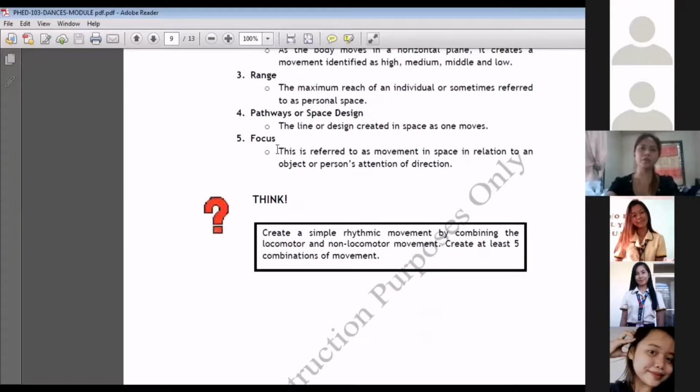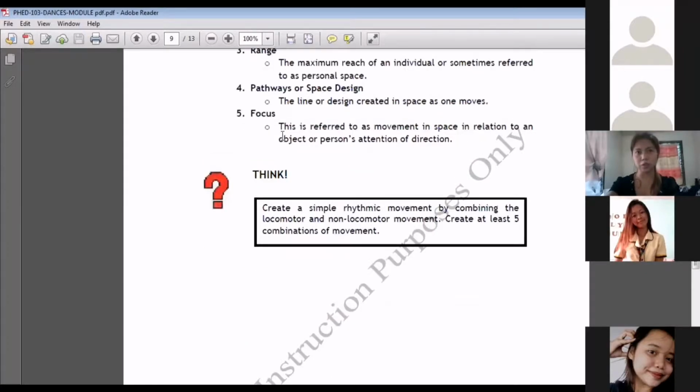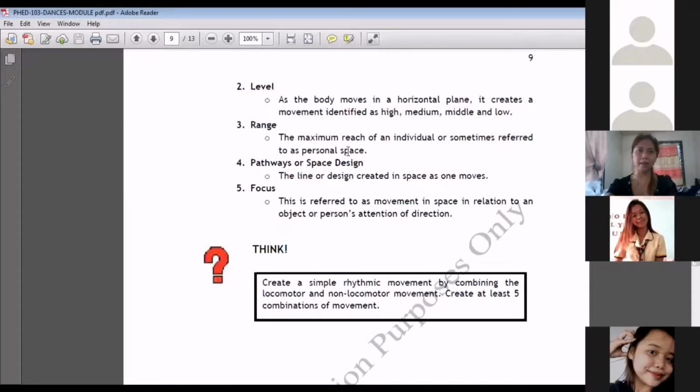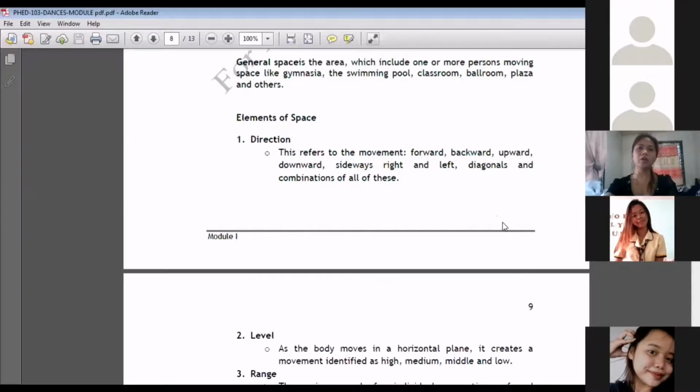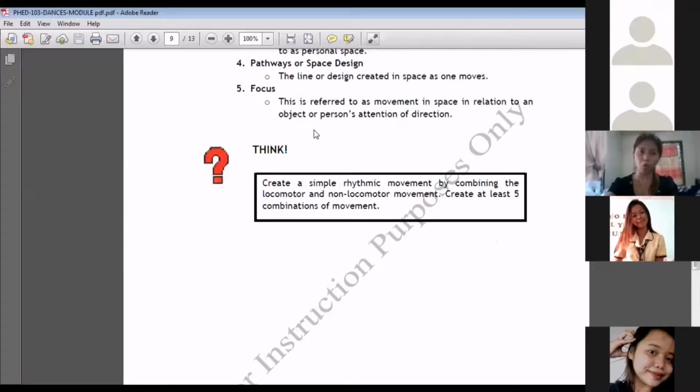Okay, next is your pathways or design. So we have already finished direction, level, and range. Paano naman to naiiba? The line or design created in space as one moves. Actually, pwede siyang connected dito sa direction, yung pathway. So, kung ano yung na-create mo dito sa direction, yun yung space design mo. Nagigets nyo yun?